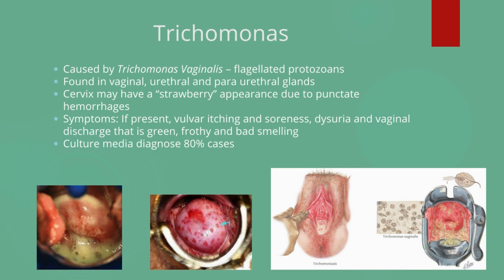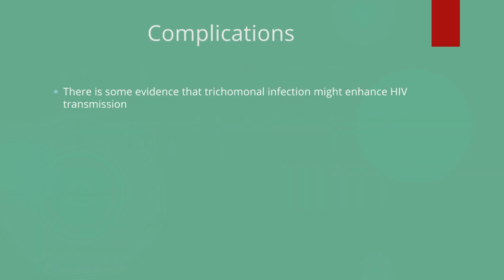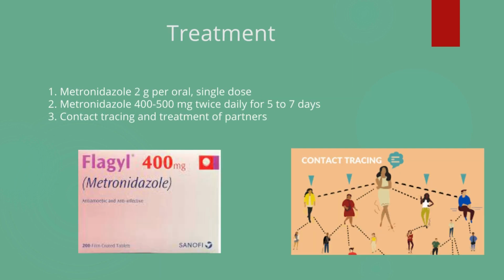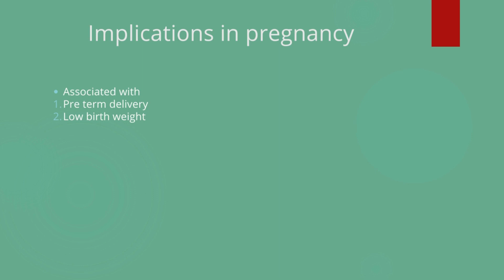Culture media diagnose 80% of the cases. Complications: there's some evidence that trichomonal infection might enhance HIV transmission. The treatment: metronidazole 2 gram per oral single dose, or metronidazole 400 to 500 milligram twice daily for 5 to 7 days. And number 3, contact tracing and treatment of partners. Implications in pregnancy: it is associated with preterm delivery and low birth weight.